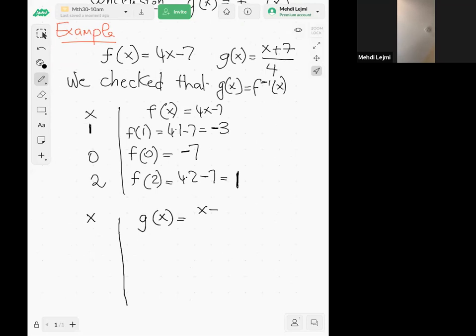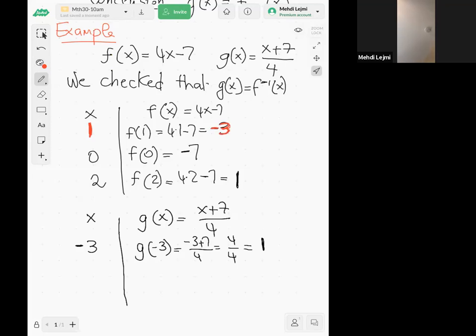For example, let's say x is negative 3. What's g of negative 3? Well, negative 3 plus 7 over 4. That would be 4 over 4, which is equal to 1, right? So you see my point, guys: for f, if x is 1, then f of 1 is negative 3. Now, you see what happens with g.